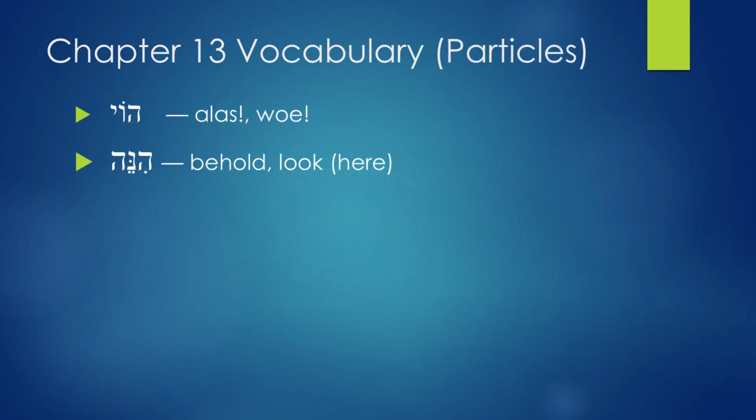Next you have the particles. Particles are small words that draw the hearer's attention to what is coming next. So you have two here. The first one is hoy. Hoy means alas, woe. And then you have the most common, hine. Hine means behold, look. So these are the two common particles. And this marks the end of chapter 13.